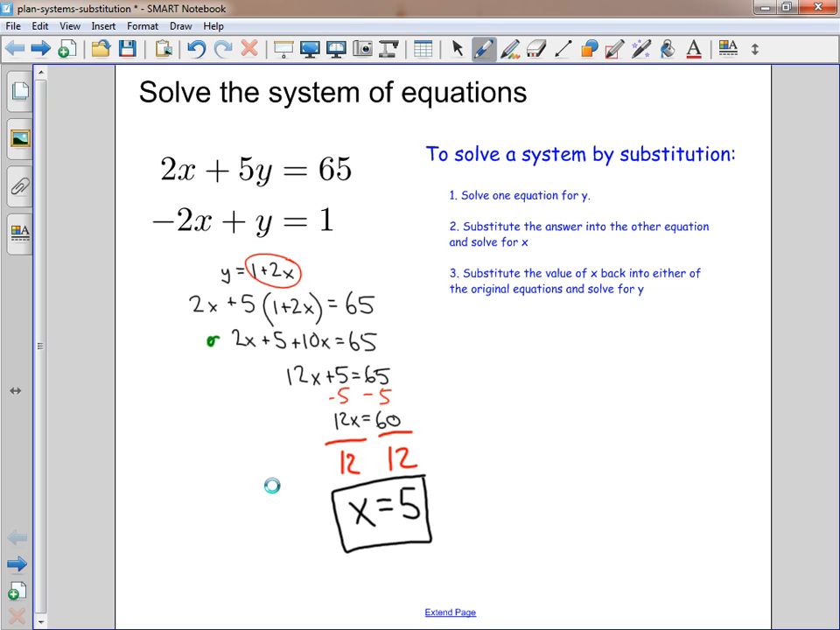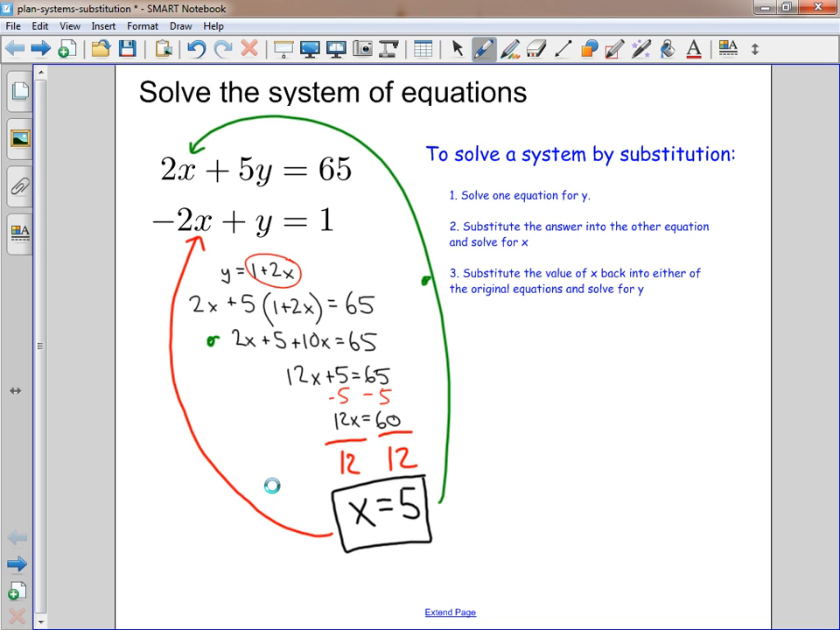I'm now ready to substitute the value of x back into one of the original equations and solve for y. Remember, I can substitute x into either of the first two equations to find the value of y. Doing it for one equation would give me an answer, but substituting x into both equations will allow me to check my answer and ensure that I've solved the system correctly.